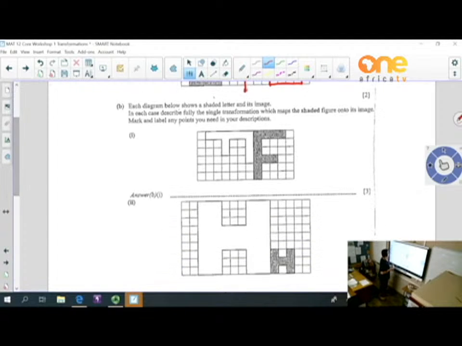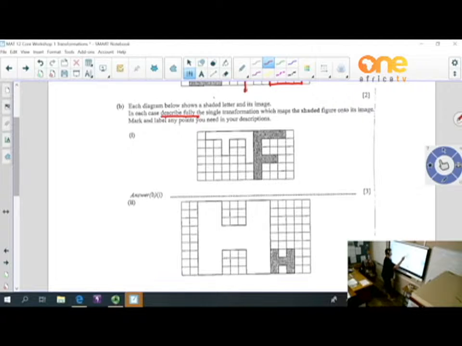The next one is the letter, and it shows a shaded letter, and this is the image. You must also read that carefully. In each case, we get that question: describe fully the single transformation which maps the shaded one onto this one.